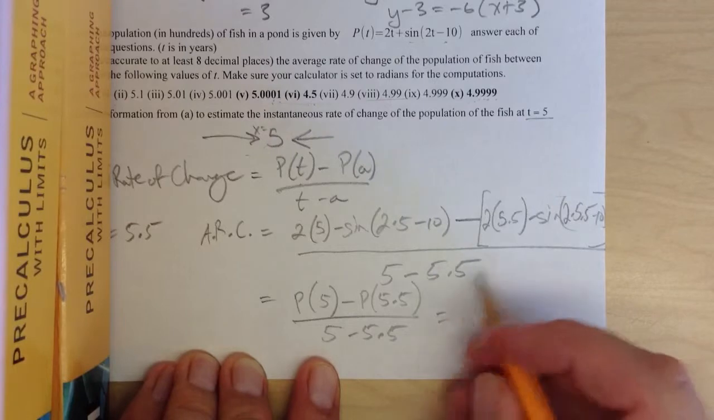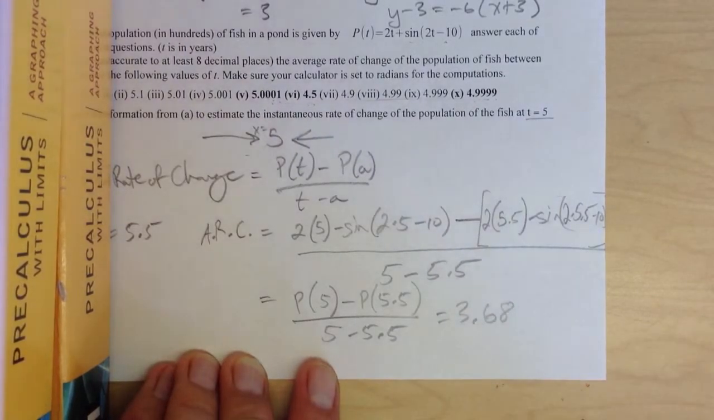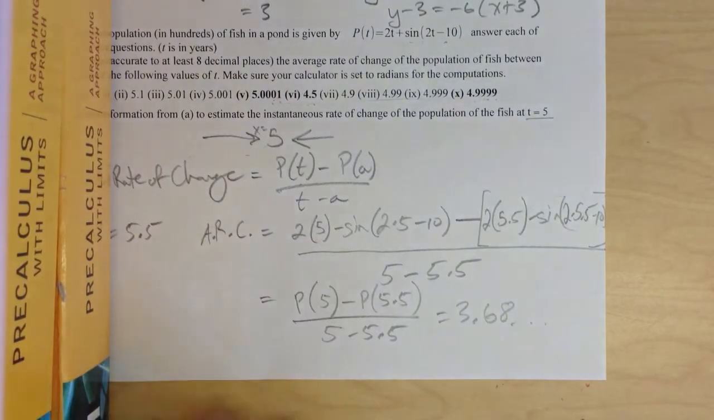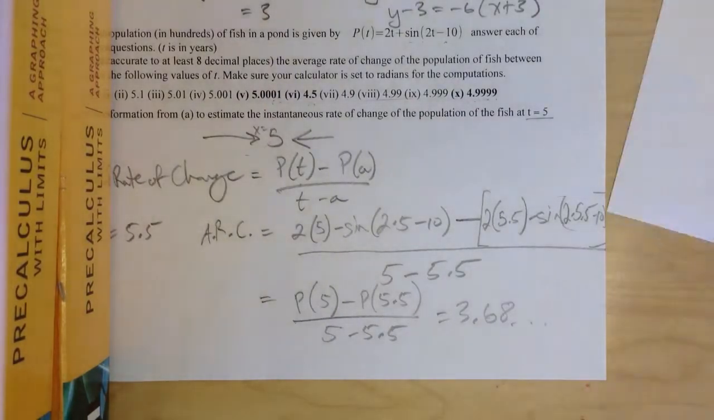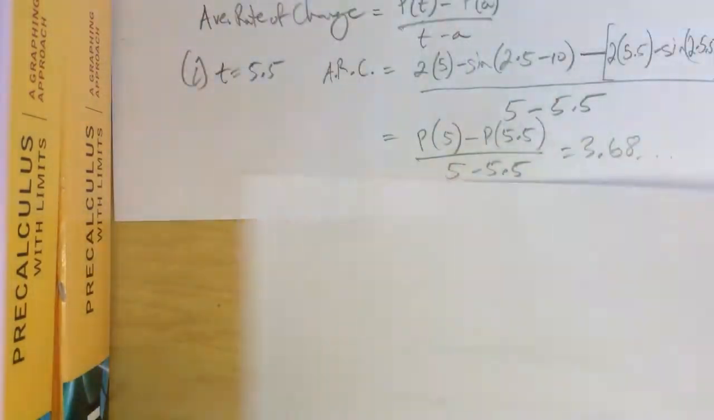When you do that, you get something like 3.68, and it kind of goes on. They ask for 8 places, we'll just go with that for now. And let me get another piece of paper here to do the other parts.